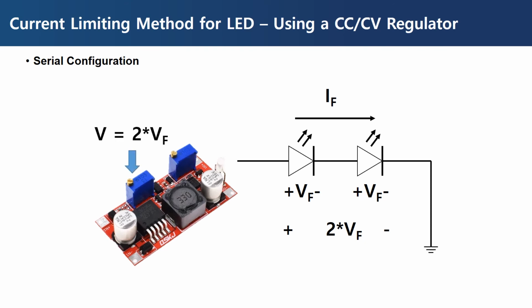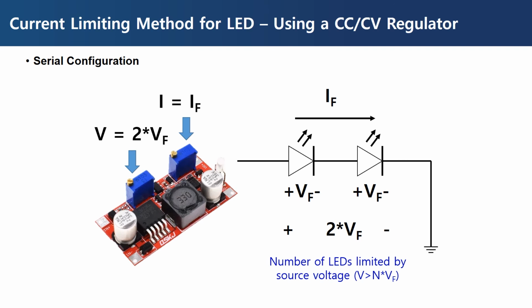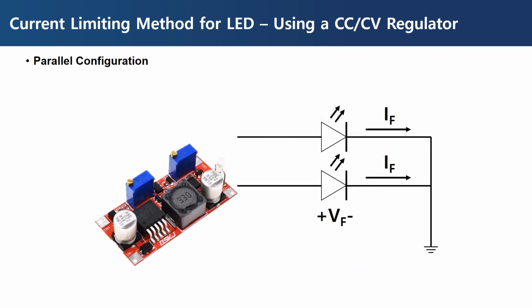When configuring LEDs in series using a CC/CV regulator, we need to set the regulator voltage as the sum of the forward voltages of all the LEDs. Current can be set as the forward current of the LED. Therefore, the number of LEDs that can be connected in series is limited by the voltage of the regulator output. That is, the regulator voltage must be higher than the sum of the forward voltages of the LEDs. In parallel configuration, you can set the regulator voltage as the forward voltage of each LED, and the current as the sum of the forward currents of all LEDs.